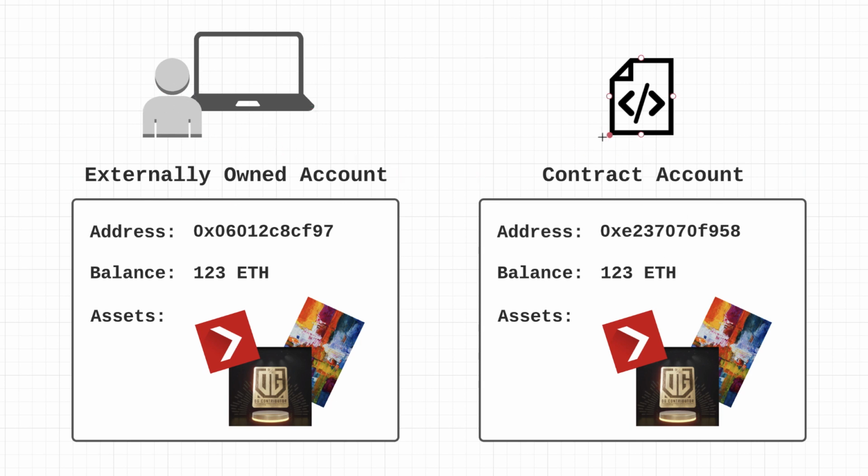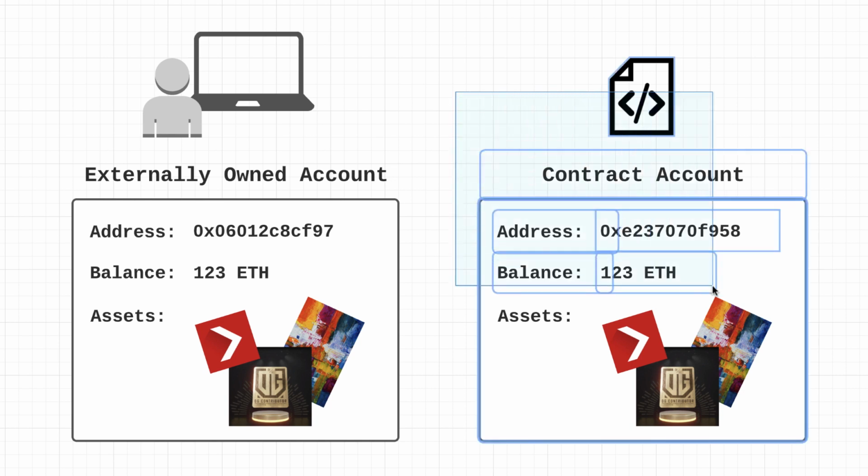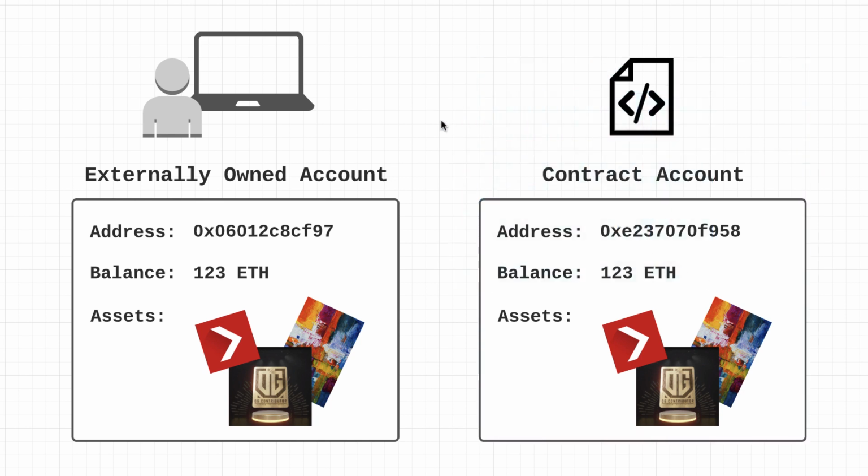And the other one, as we can see over here, are contract accounts. Now, these accounts are controlled by smart contracts, and they don't require the use of any private key at all. The reason for that is that everything about this account is really just controlled by code. So no need for a private key or public key or any of that.